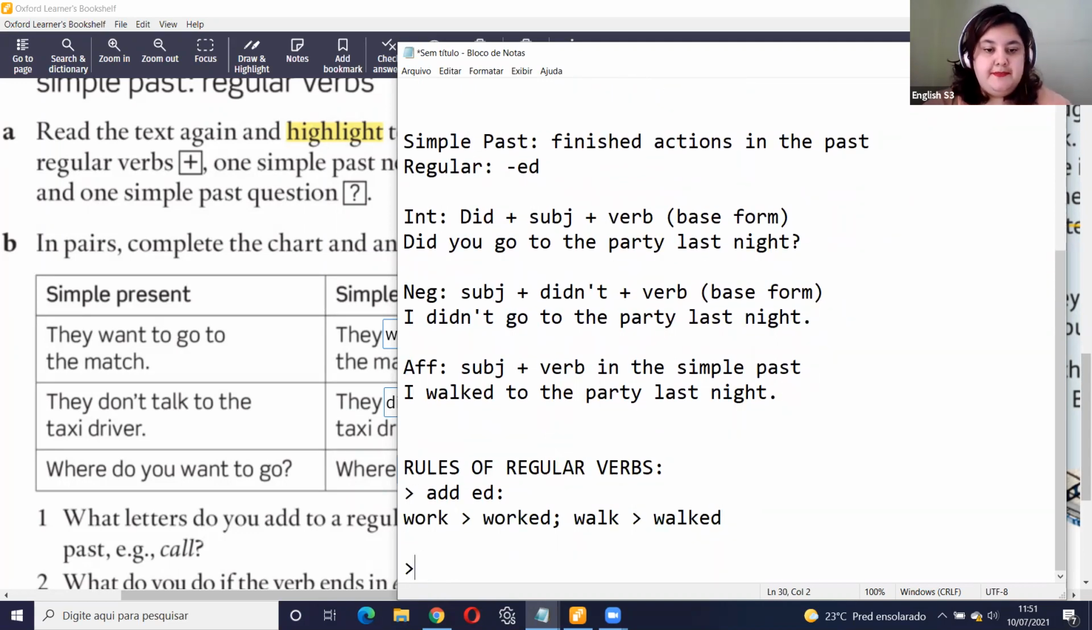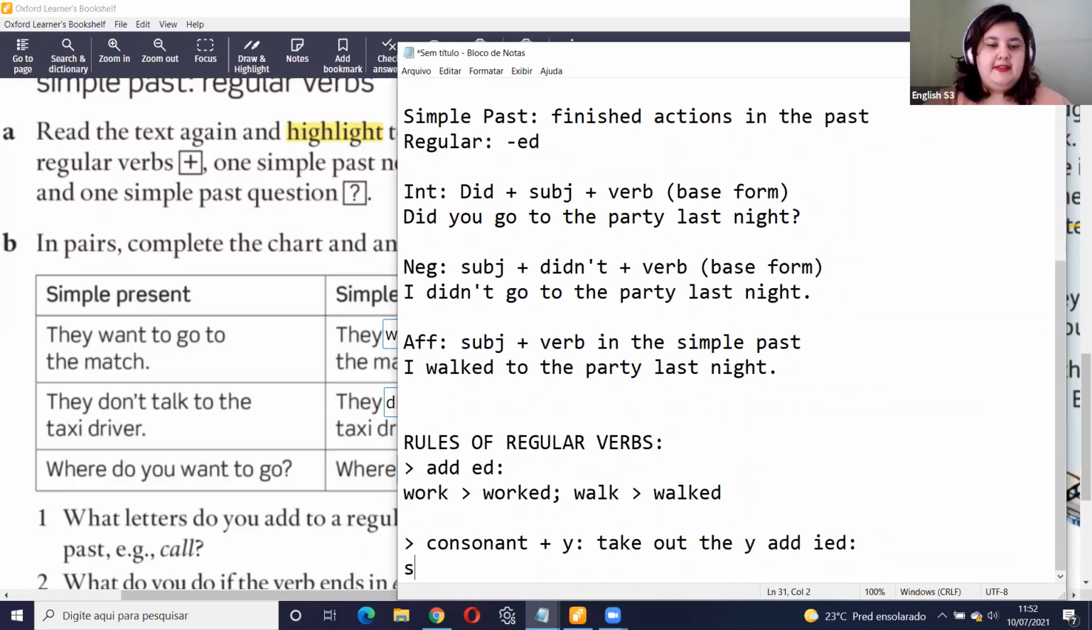Some other verbs, for instance, the ones that end in consonant plus y, you take out the y and add ied. For instance, study, studied. Try, tried. Cry, cried. Okay.